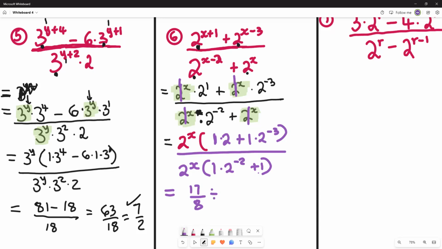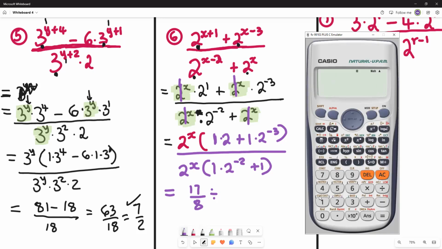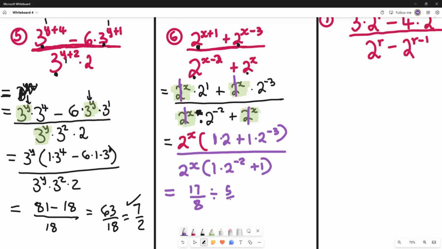Then we are dividing it by the bottom, which is this. Let's see what the bottom will give us. So you have 1 times 2 to the power of negative 2, then plus 1. That yields 5 over 4. Then let's see what we are going to have. So we are going to have 17 over 8 multiplied by, remember you flip and times, this is going to be 4 over 5, right?